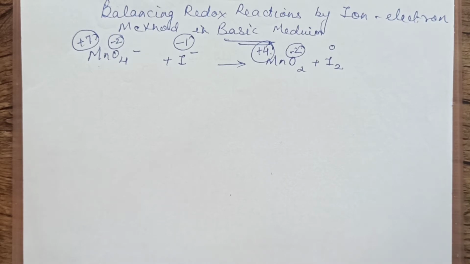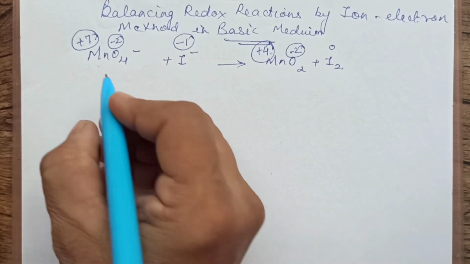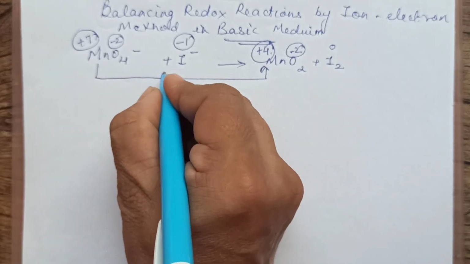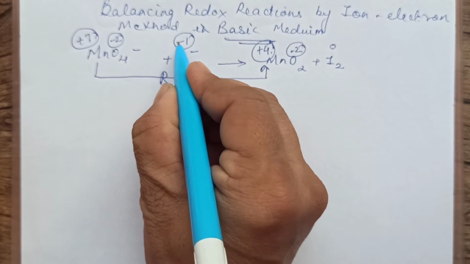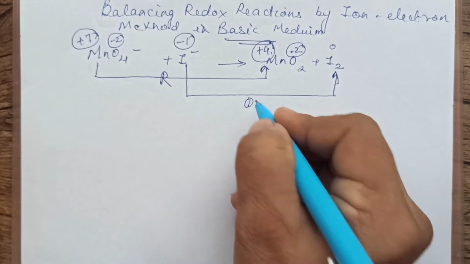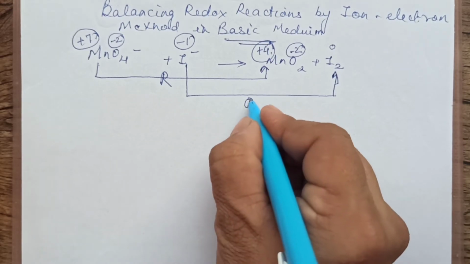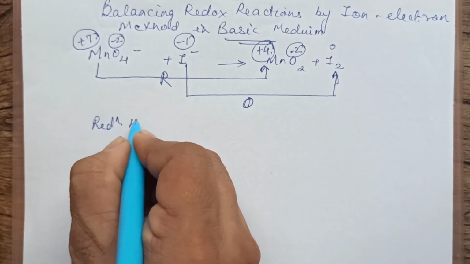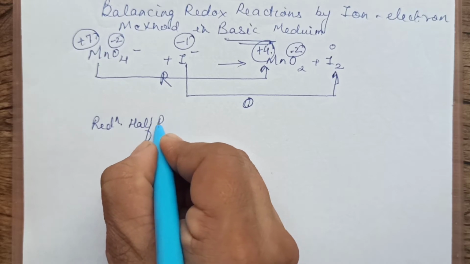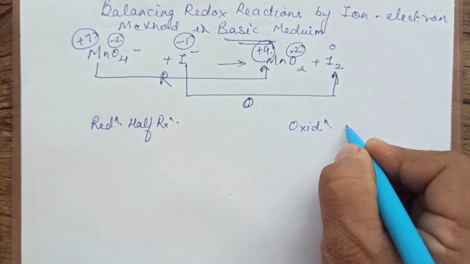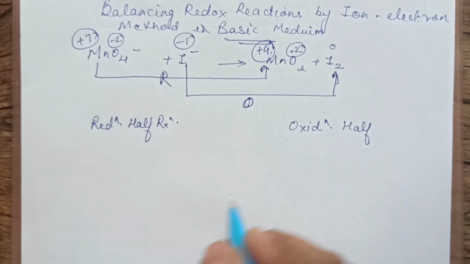Then we will identify which element is undergoing oxidation or reduction. So we know Mn from +7 is becoming +4, so it is undergoing reduction. I from -1 is becoming 0, so I is undergoing oxidation. Then we will divide this equation into two halves. One, the reduction half reaction, and another one, the oxidation half reaction.